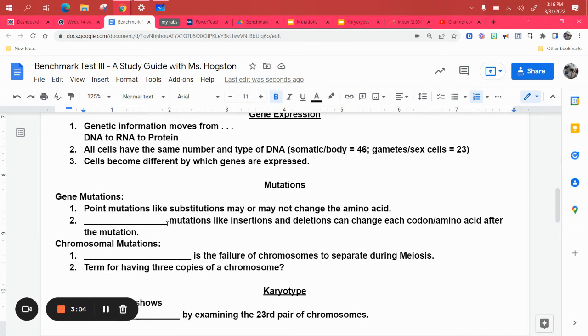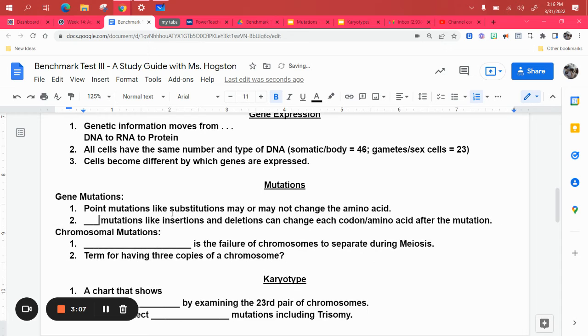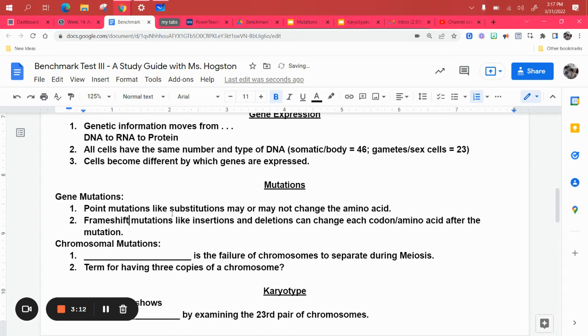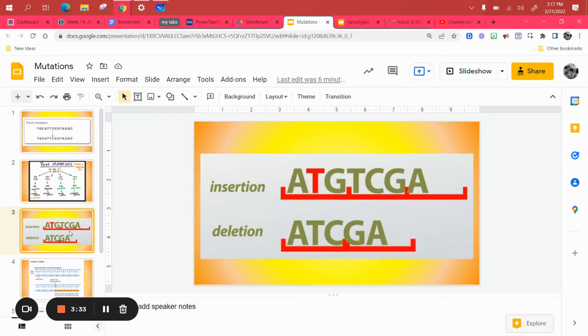Now, frame shift mutations are going to shift the whole entire reading frame of your genetic sentence. Remember, our genetic sentences, we're looking at one side of DNA or the other side of DNA, and we read in sets of 3, just like our codons. That's how we determine our amino acids. So a frame shift mutation is either going to be an insertion or deletion that's going to alter this reading frame, which includes 3-letter genetic words that happen to code for amino acids.